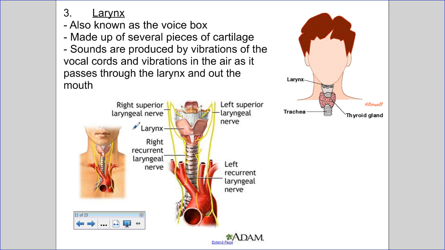So next up is the larynx, which is known as the voice box. It has several pieces of cartilage in it that will allow sound to be produced. Sounds are produced by vibrations of the vocal cords and vibrations of the air as it passes through the larynx and out of the mouth.